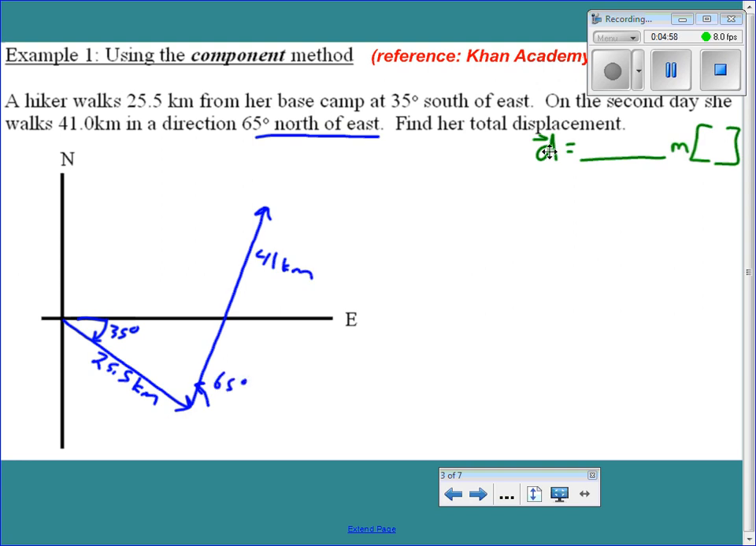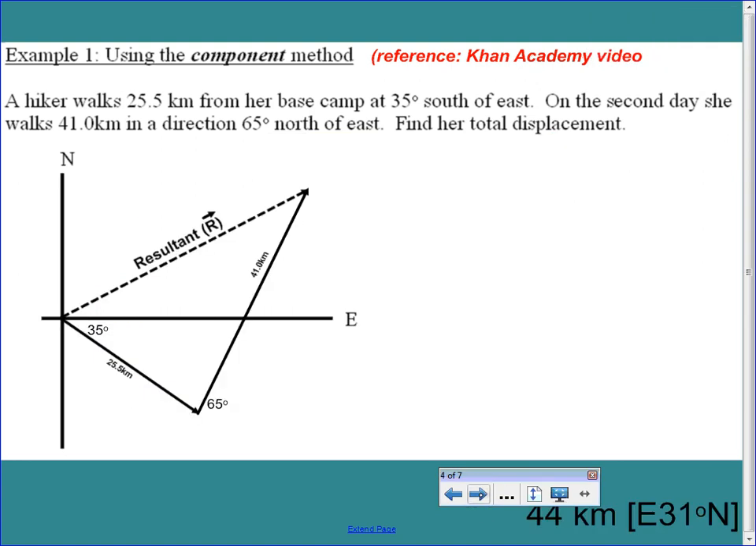And the resultant, when it's asking for her total displacement, it's saying from the origin, how far and in what direction is she after she's done both vectors. So this is the resultant vector. I'm going to switch to the next page. I have it done up in a little slightly nicer way. And I have the answer at the bottom right.